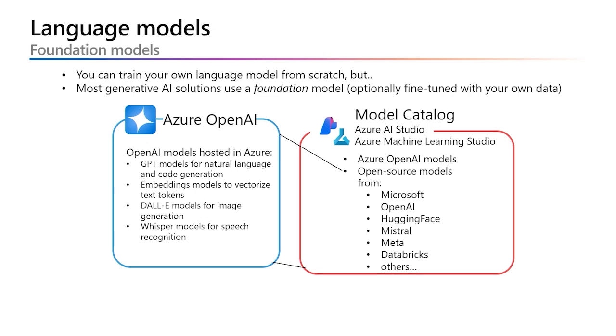Using these models from the Azure OpenAI service means that you also get the benefit of a secure, scalable Azure cloud platform in which the models are hosted. The Azure OpenAI models are included in the Model Catalog, a curated source of models for data scientists and developers using Azure AI Studio and Azure Machine Learning. In addition to the Azure OpenAI models, the Model Catalog includes the latest open source models from Microsoft and multiple partners, including OpenAI, Hugging Face, Mistral, Meta, and others.